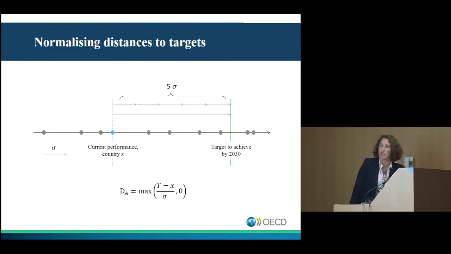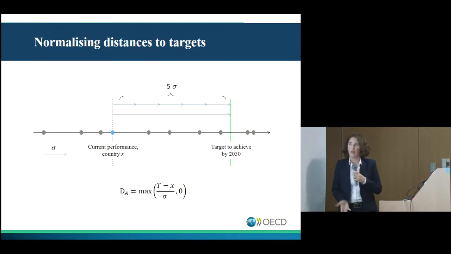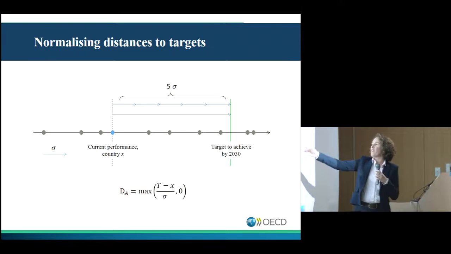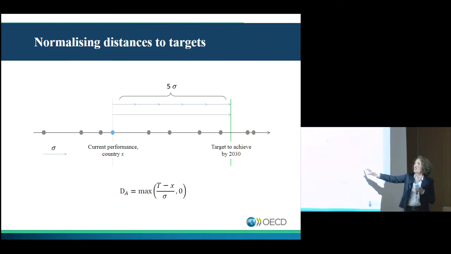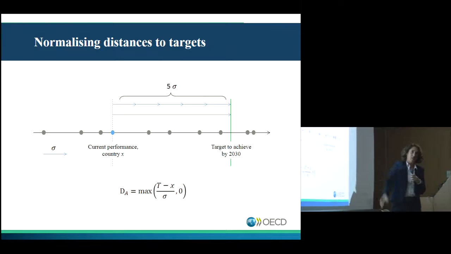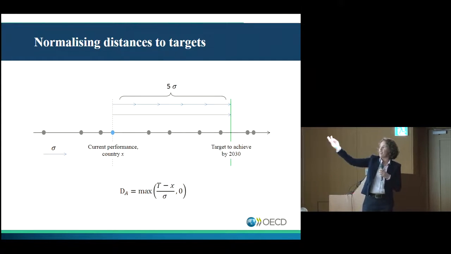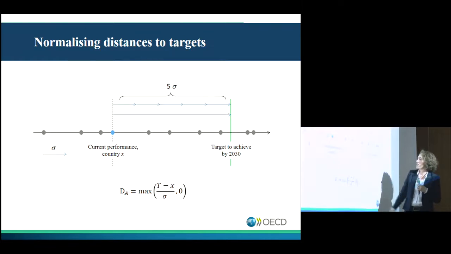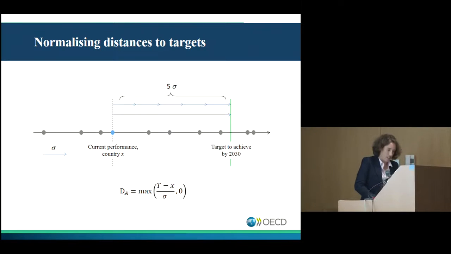So normalizing distances to target, what we use in our study is a modified Z-score using the standard deviation in order to measure the distance from the target. So if the green line here is the target to be achieved, and the dots are the spread of countries according to their performance, and the blue dot is country X, how many standard deviations away is country X from achieving the target? What does this give us?